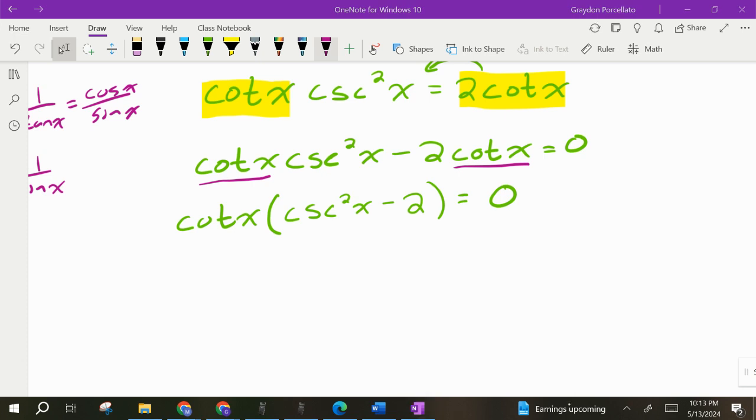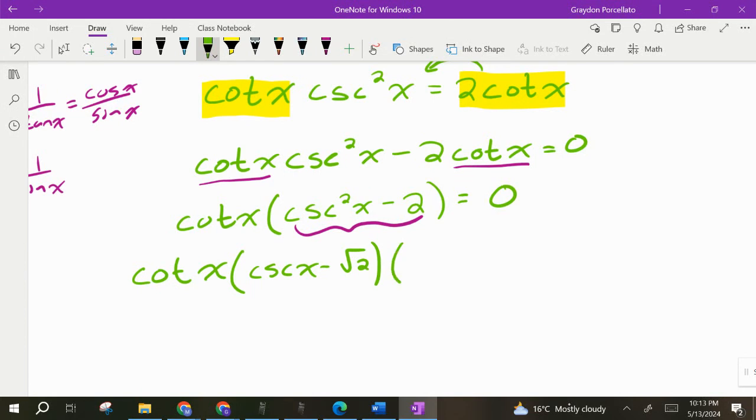Because when I have two terms in a bracket, like this bracket here, how can I factor those two terms? Well, I can take the difference of squares. I have two terms and I'm subtracting. I can factor by difference of squares. So I'm going to do that. We get cotangent of x, cosecant x minus root 2, and cosecant x plus root 2, and this is equal to 0.